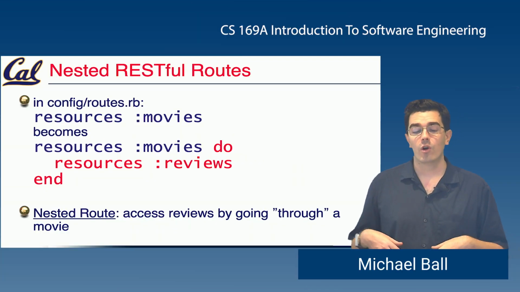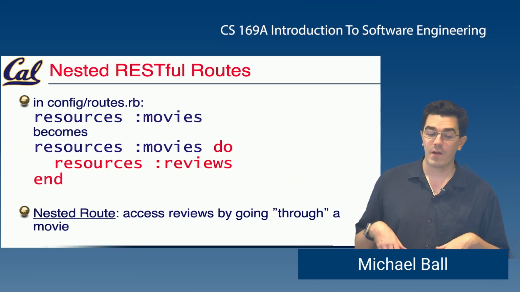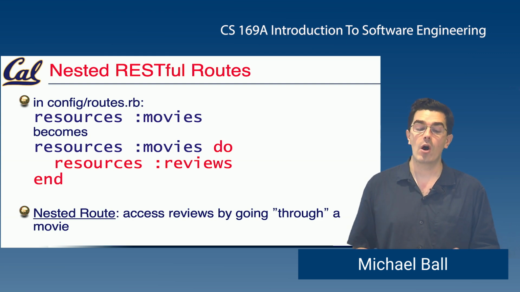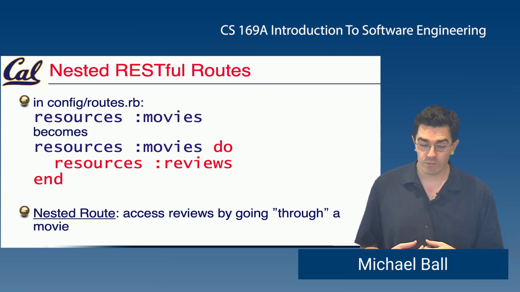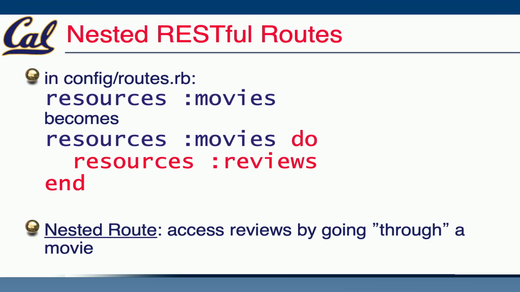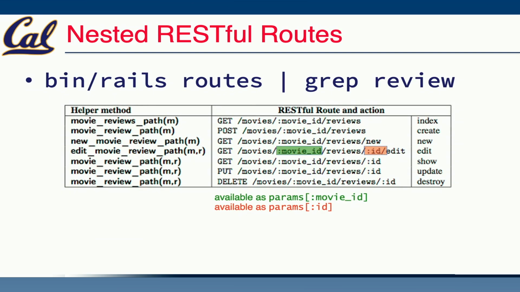But in our case, what is the user going to do? If they go to a movie page, they'll probably be on that page for that movie when they leave a review. And so in our routing we say resources movies, do, in a nested block, resources reviews. And this is going to tell Rails that I'm going to have routes which have not just a movie ID, but also a review ID within those routes. So what does this look like?